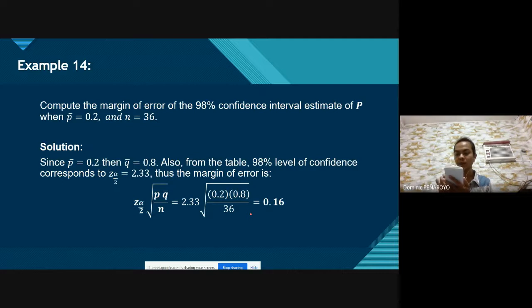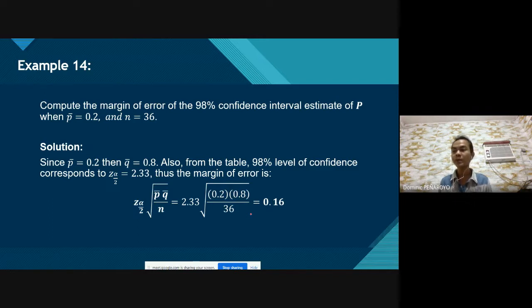Okay, so we will have here 0.155333333. For the margin of error, we still need to round it off to the nearest hundredths. Hindi pa natin dito i-apply yung rounding rule. Okay, depende ito sa instruction na ibibigay sa inyo ng subject teacher nyo.